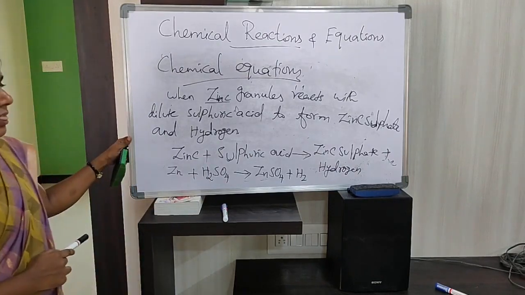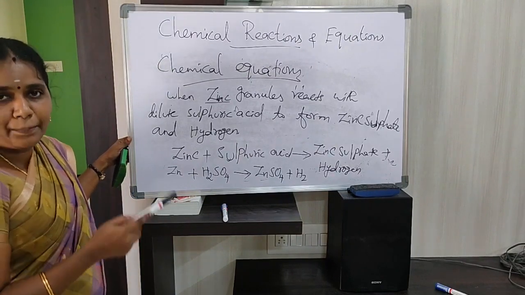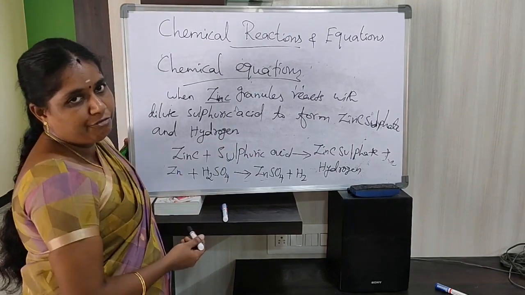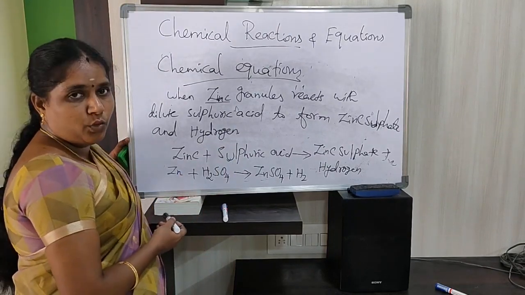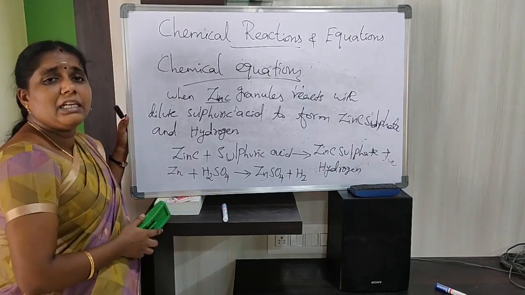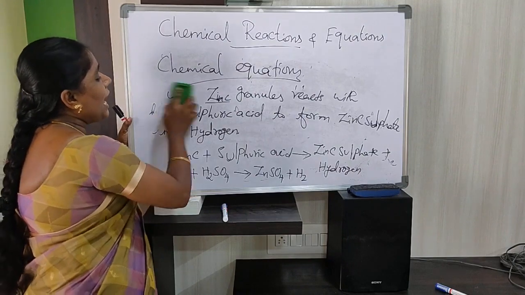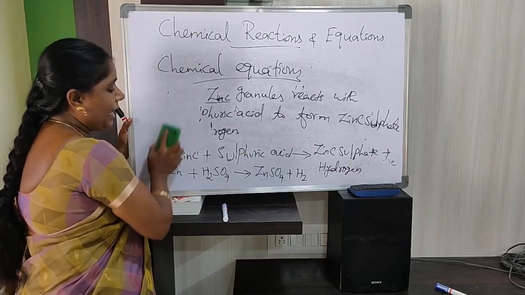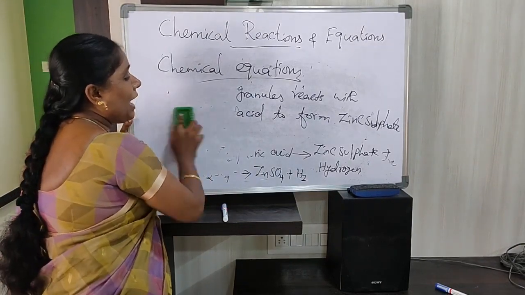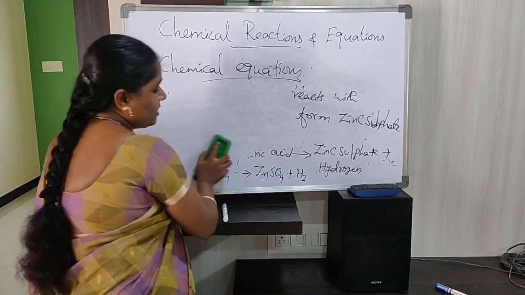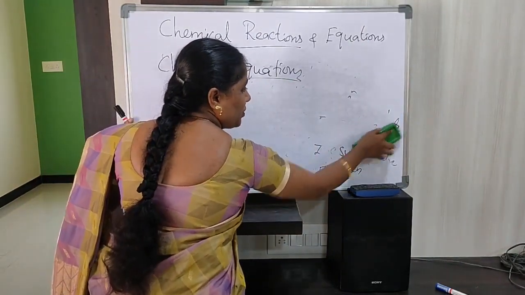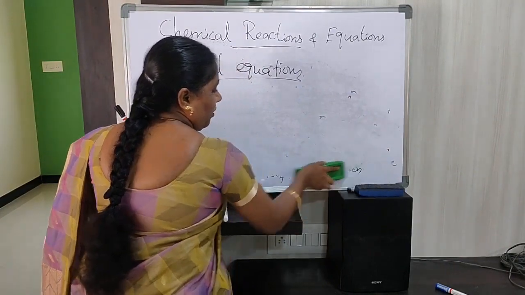So a chemical equation is nothing but a short way of representing a chemical reaction by using symbols and formulas. This is called a chemical equation. Okay. So now we have to know about the skeletal chemical equation, that is unbalanced chemical equation and balanced chemical equation. Do you know what is meant by unbalanced and balanced? See, balancing and unbalancing of a chemical equation. Listen carefully.